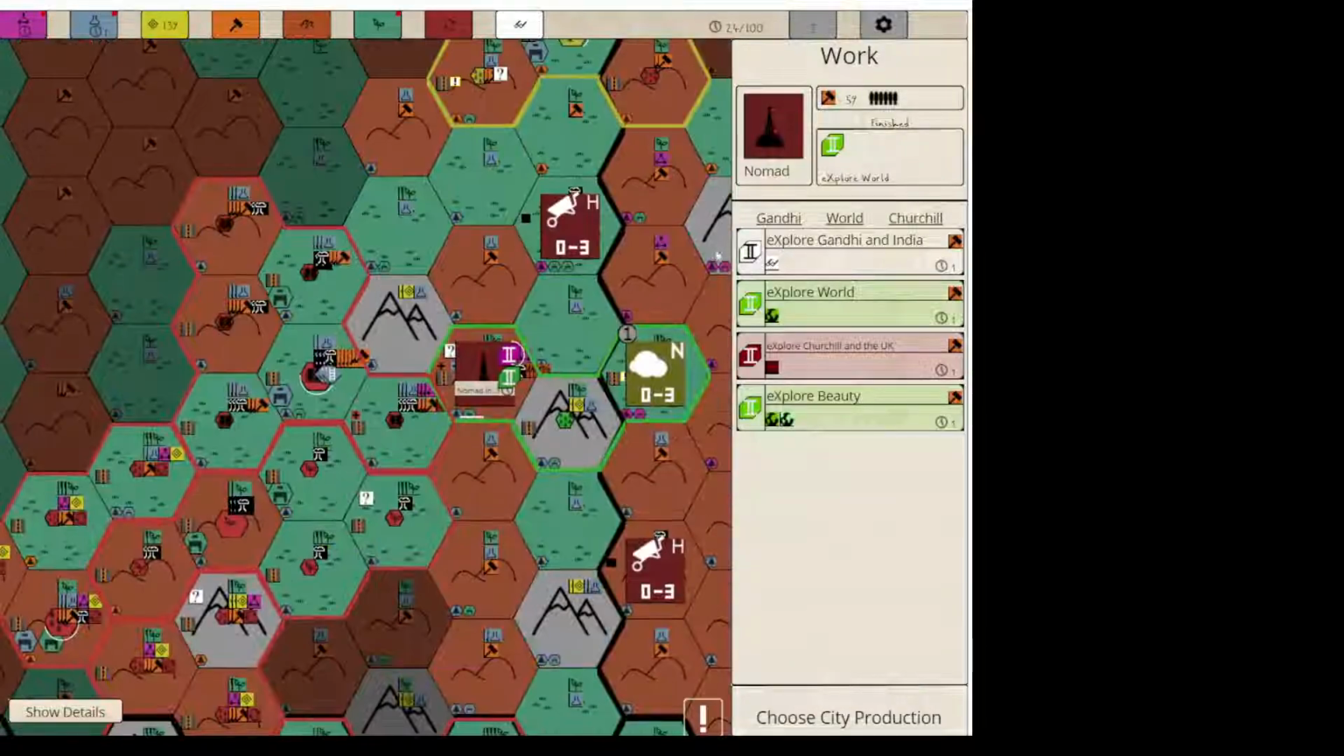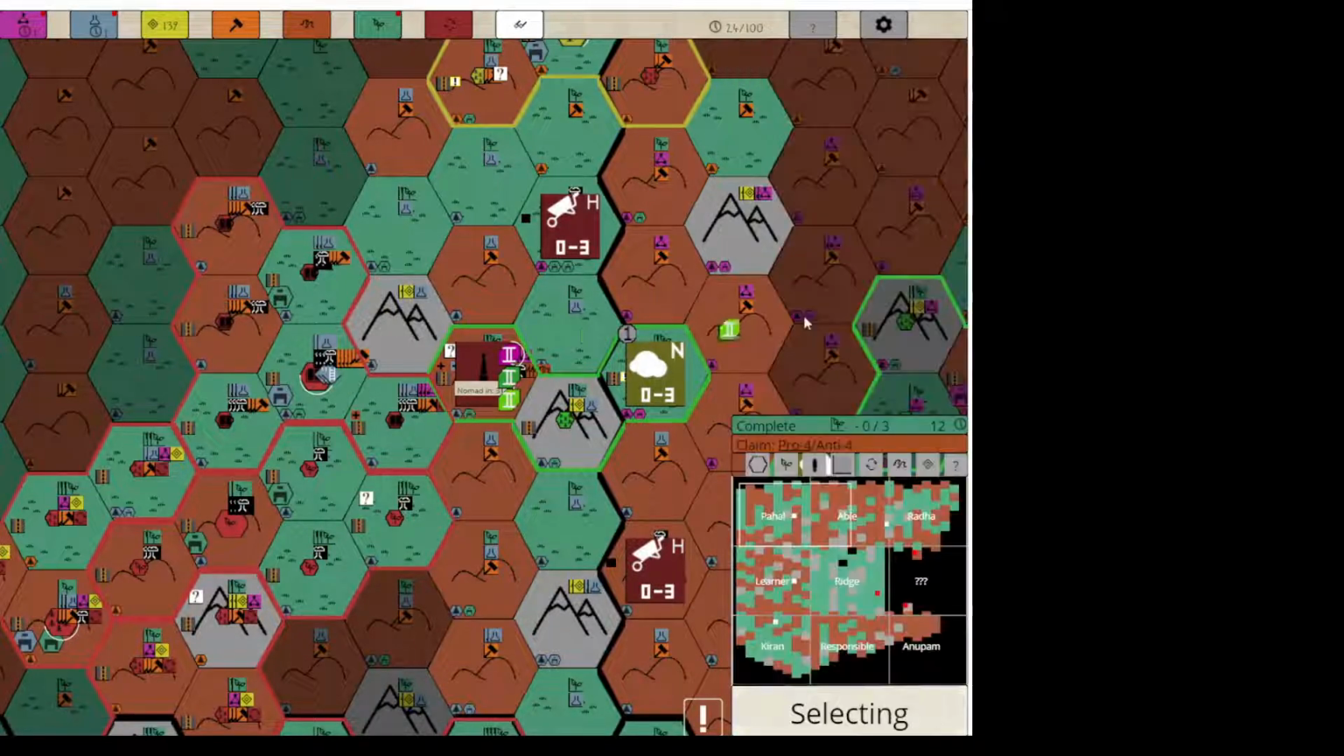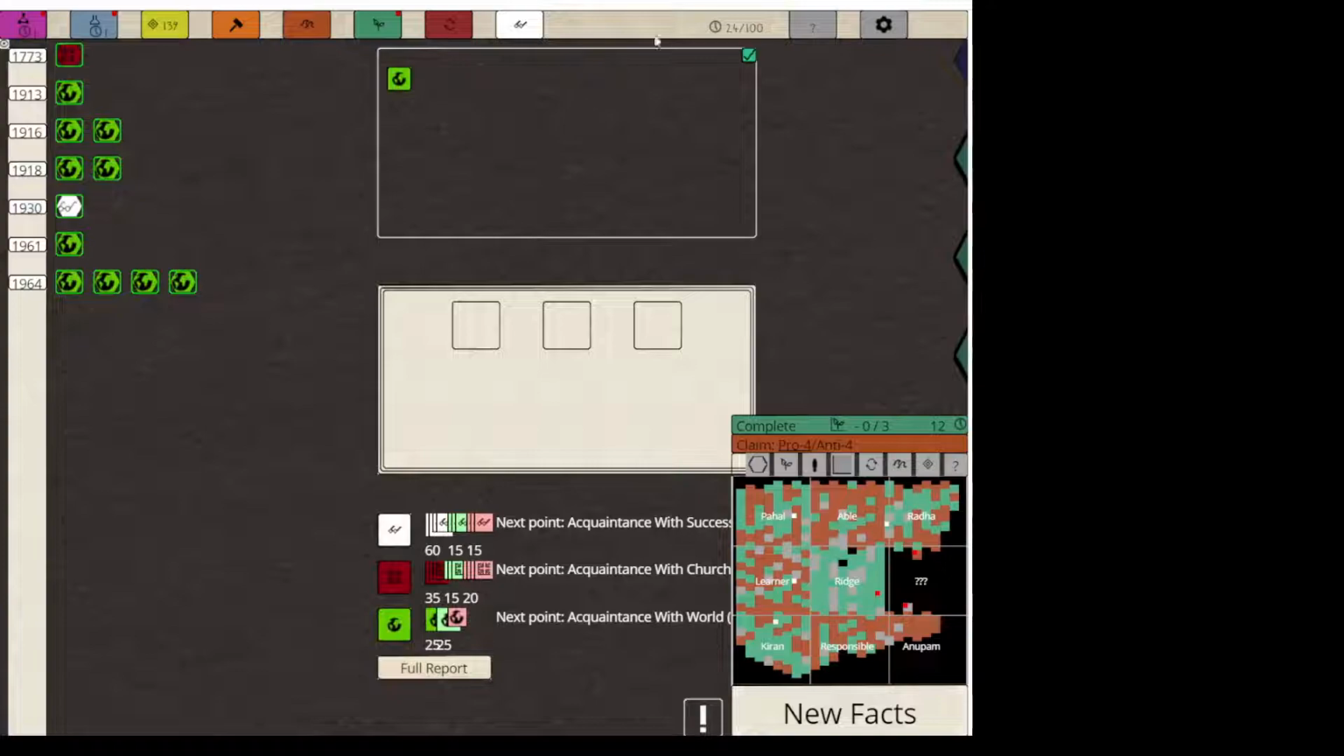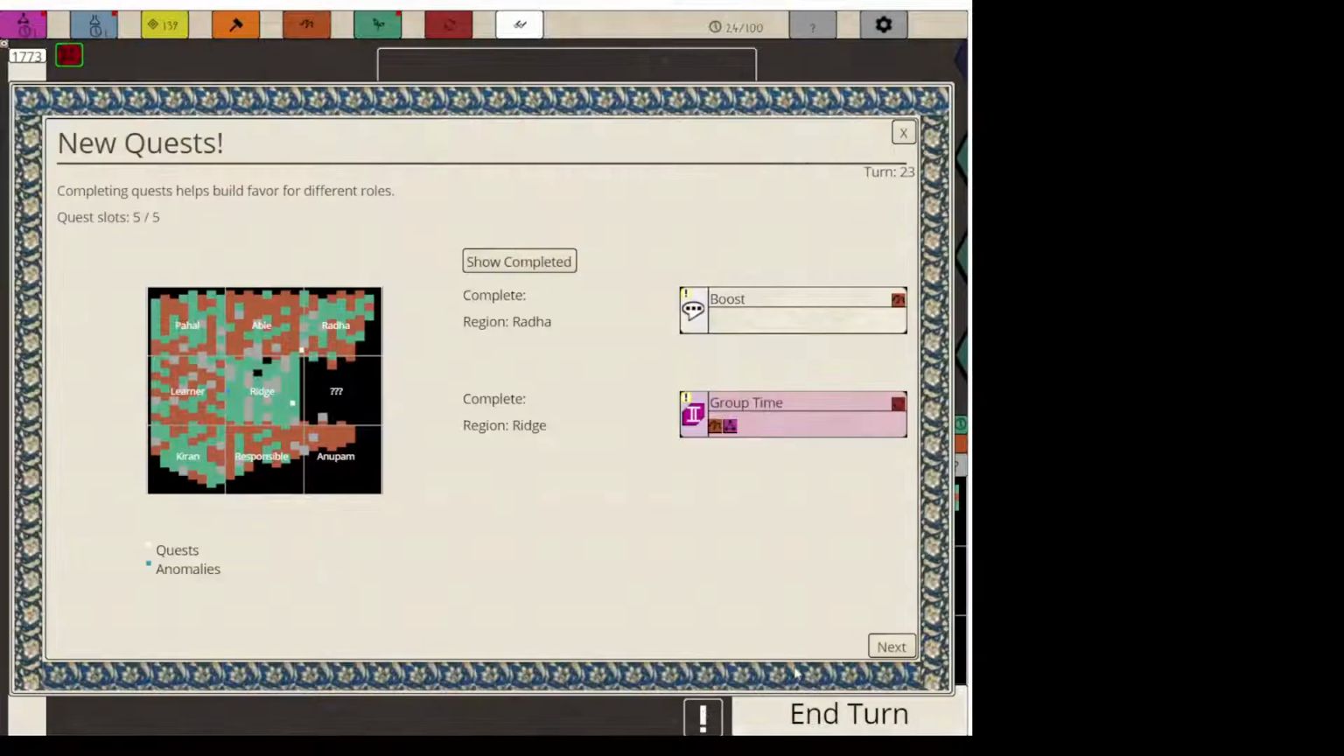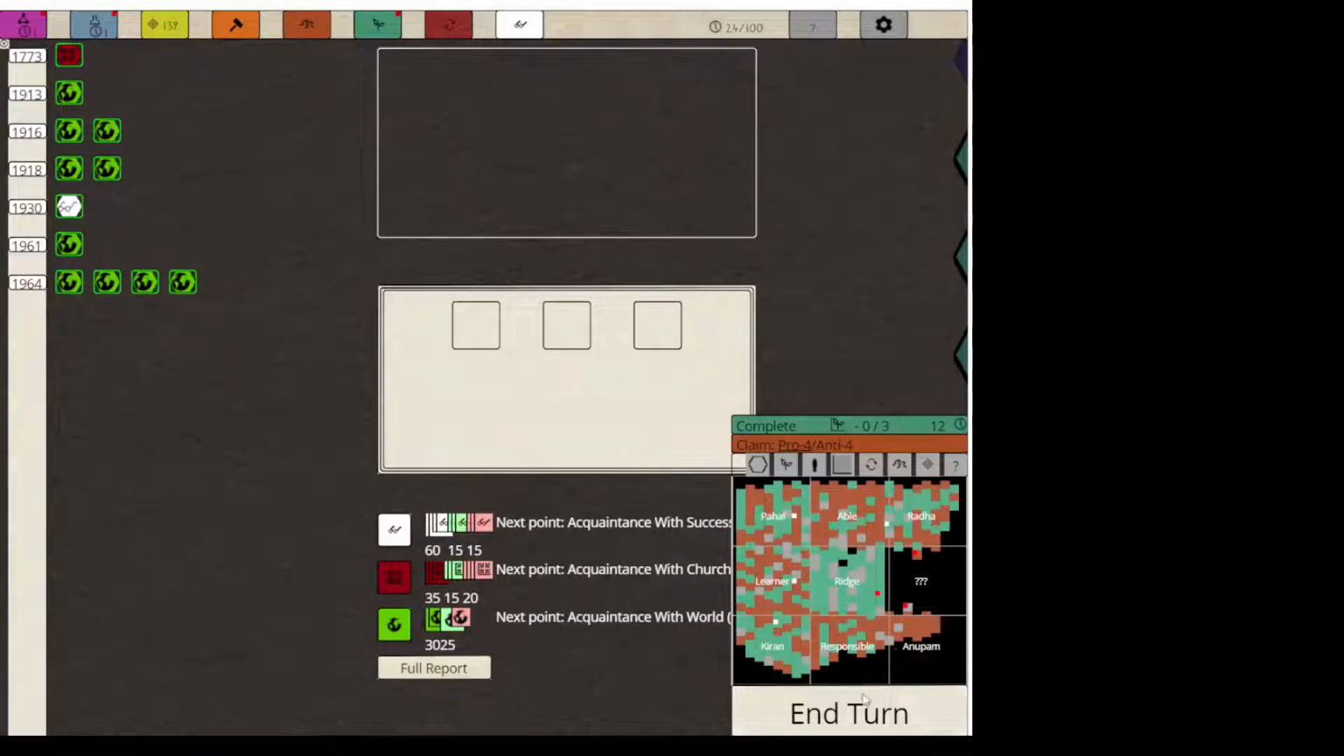We'll try once more to take the direct route to opening up that region. And that is the first 25 turns of the game.